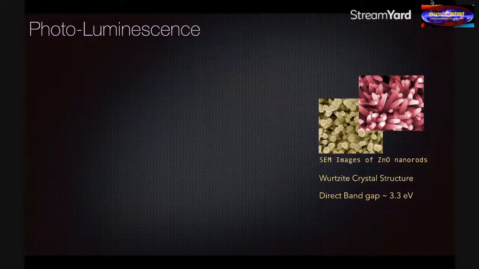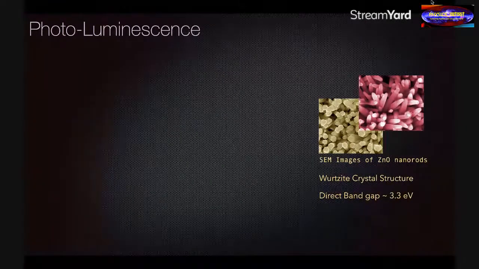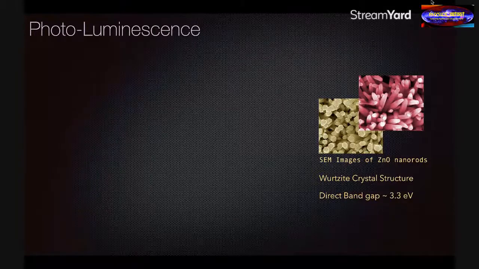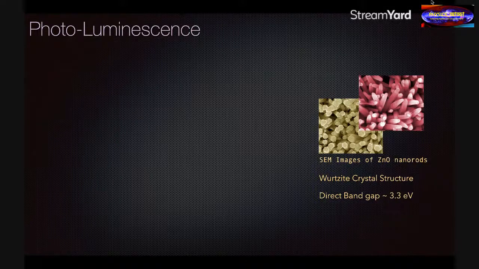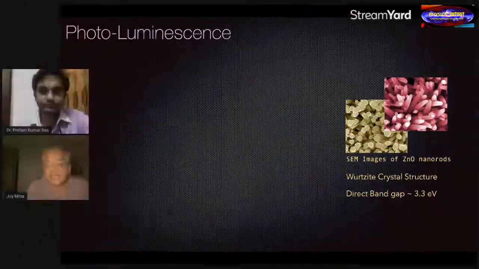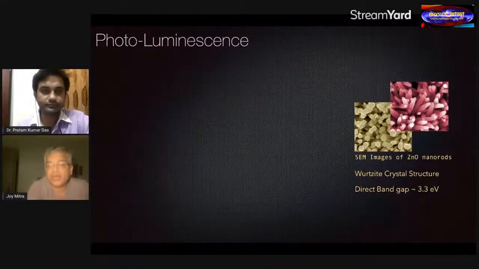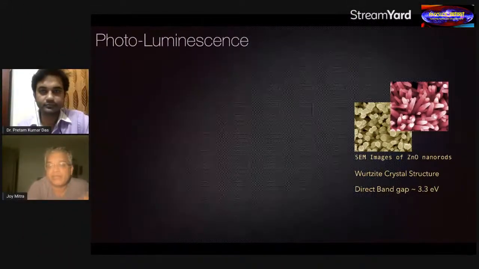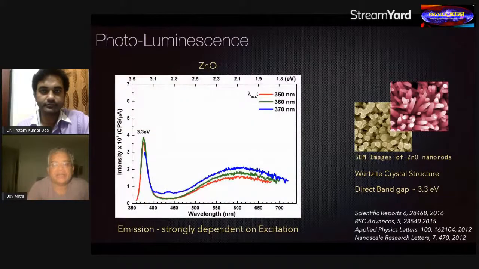Just to give you a real example of photoluminescence, I have picked something from my own research. I work on a class of materials called metal oxides, like zinc oxide, and they can be grown in very strange nanostructures. You can see here scanning electron microscope pictures of zinc oxide nanorods, and here we have a photoluminescent spectrum of zinc oxide.